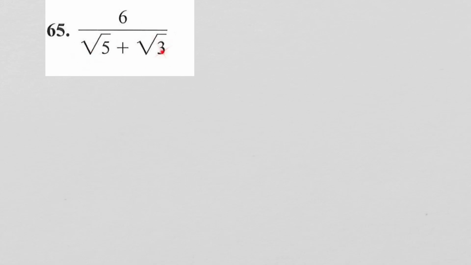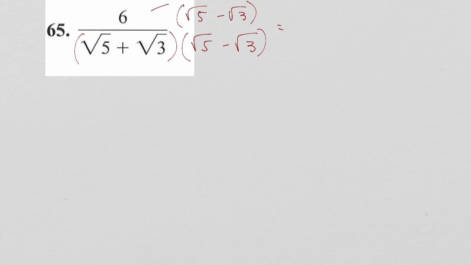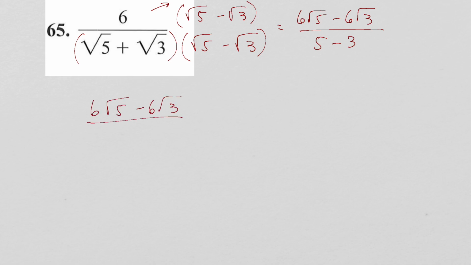Okay, we have radicals in the denominator, but it's a binomial. Again, the only way to get rid of that is to multiply by the conjugate pair. So we have to do that to the numerator as well. So in the numerator, I'm going to distribute this, and I'll get 6 root 5 minus 6 root 3. In the denominator, when you multiply by a conjugate pair, you get the square of the first item minus the square of the second item. So this is going to be 6 root 5 minus 6 root 3 all over 5 minus 3 is 2.